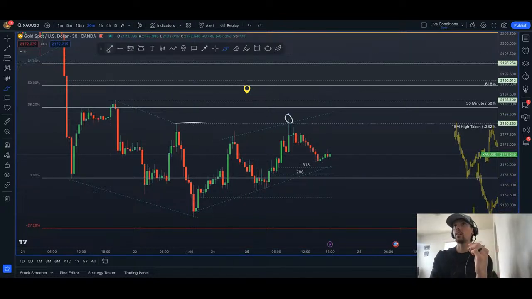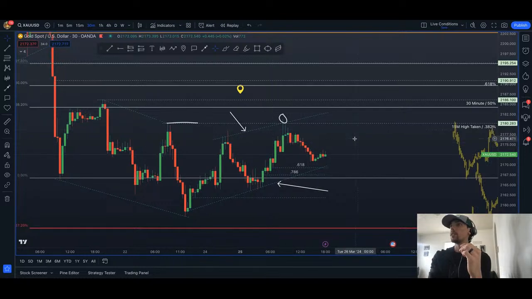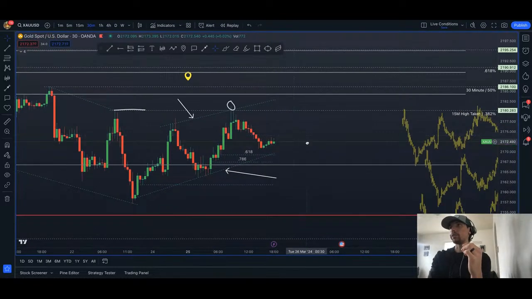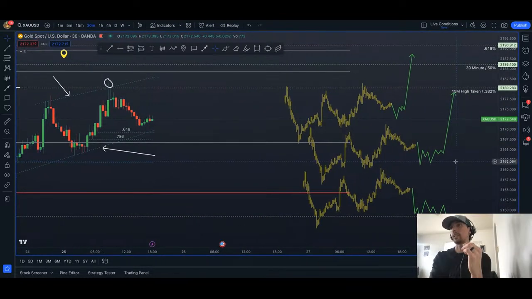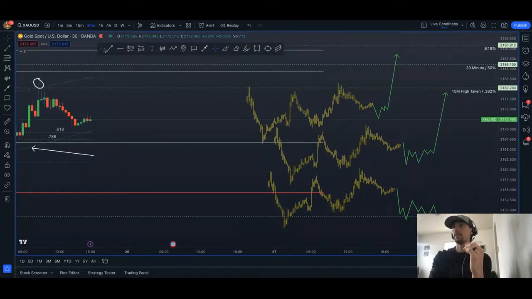Geez, I can't draw straight. Anyways, indicated by this line here, and the top of the channel being this line here. So what I'm ideally looking for are these scenarios that I've drawn out over on this side. Just imagine this being the trend for each of them.